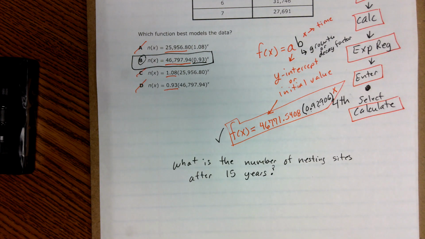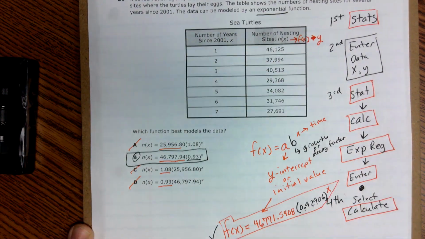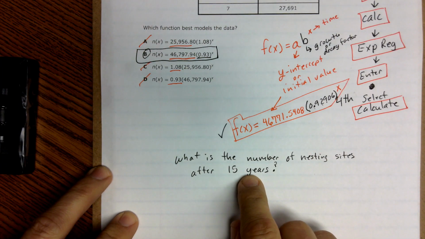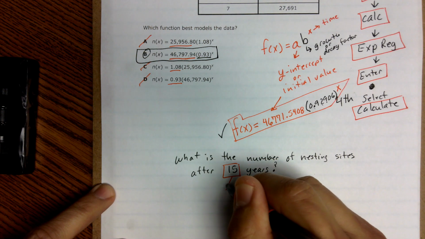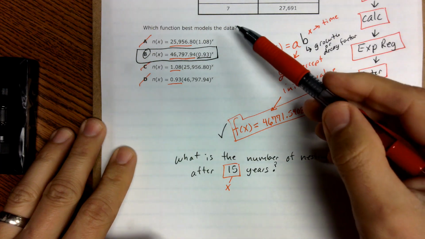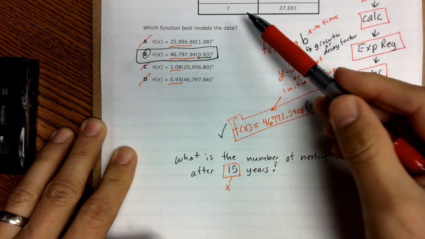So let's say this was a 2-part question. In other words, when it comes to nesting sites, that's our Y value. And it wants to know what is the number of nesting sites after 15 years. In other words, they're giving us the X value. This should be in our X column of the table. The problem is this table only goes up to 7. So we don't know what it is at 15 years because it stopped at 7.